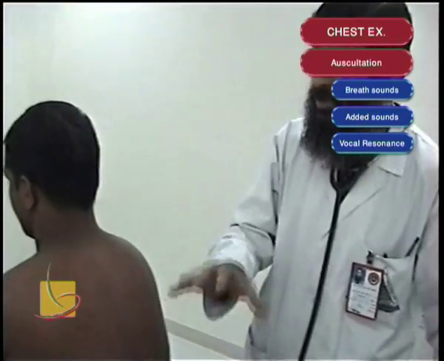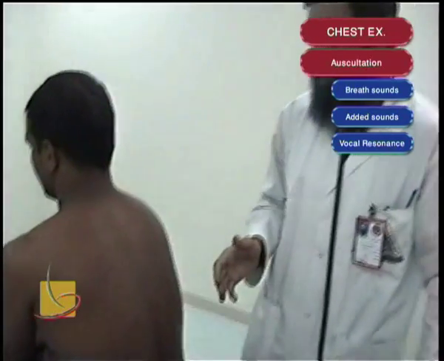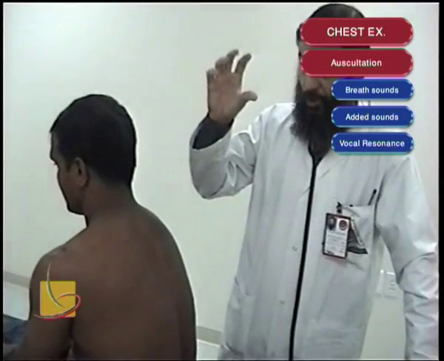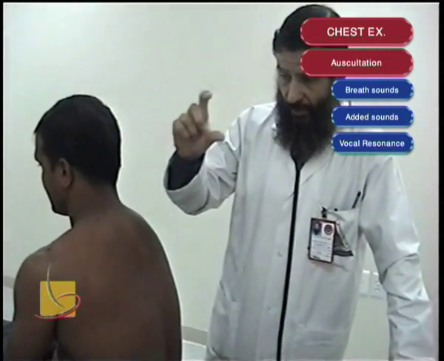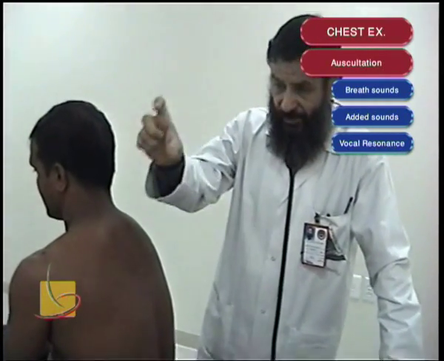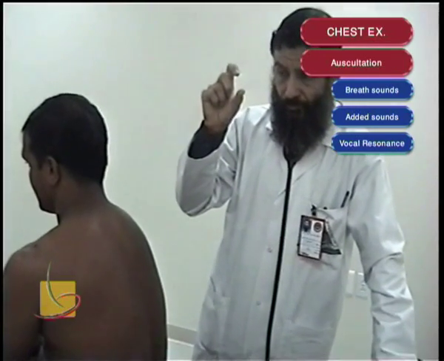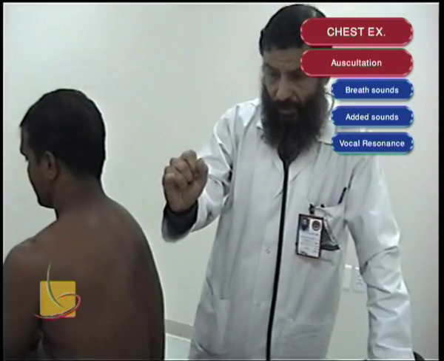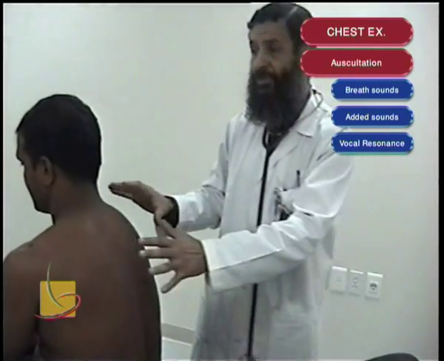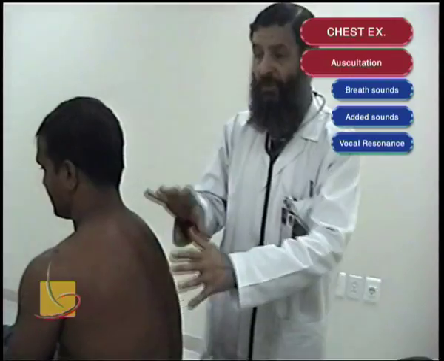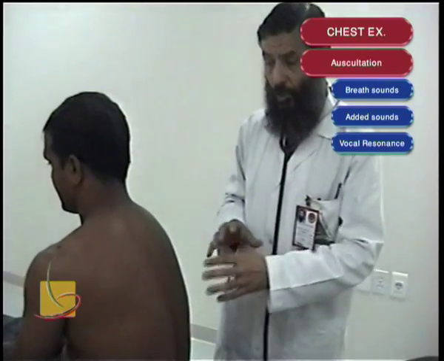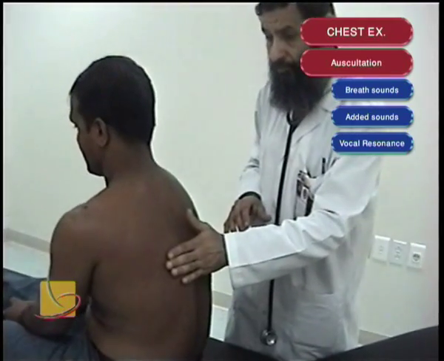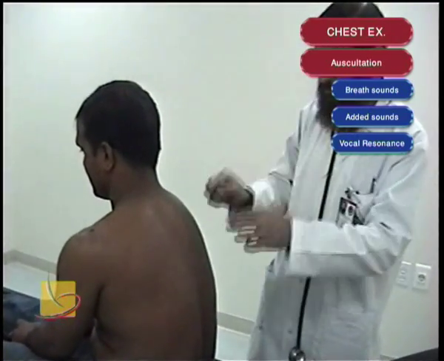Finally, when you comment on auscultation of the chest, remember to talk about it in this way. Number one, type of breath sounds; number two, added sounds; number three, vocal resonance. I give an example. Suppose that this is a patient with obstructive airway disease with an area of pneumonia on the left middle zone. Then I'll say like that.